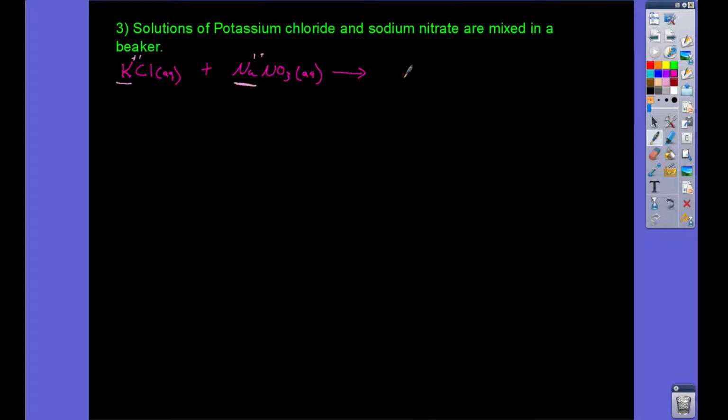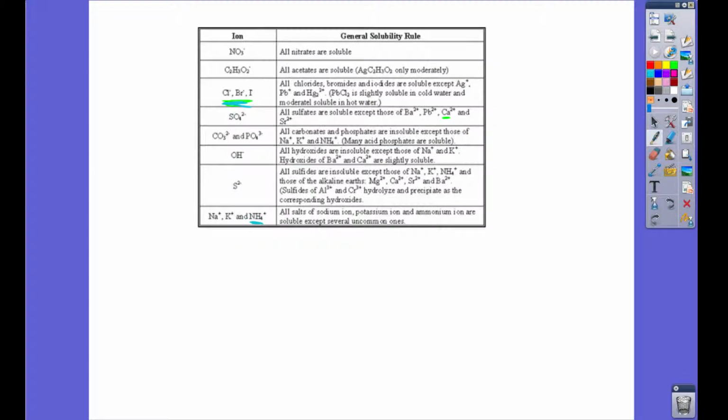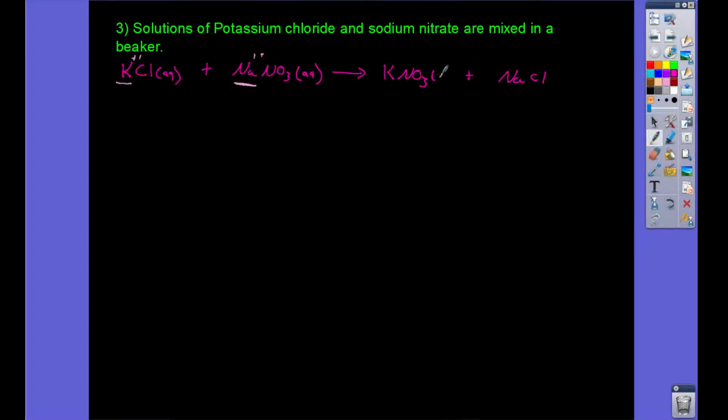So we have potassium nitrate here, KNO3, plus sodium chloride, NaCl. Now, once again, we're double checking our solubility rules to see what our soluble compound is. We have KNO3, which is going to be the nitrate rule. And we see that all nitrates are soluble. So this means that KNO3 is also going to be an aqueous compound.